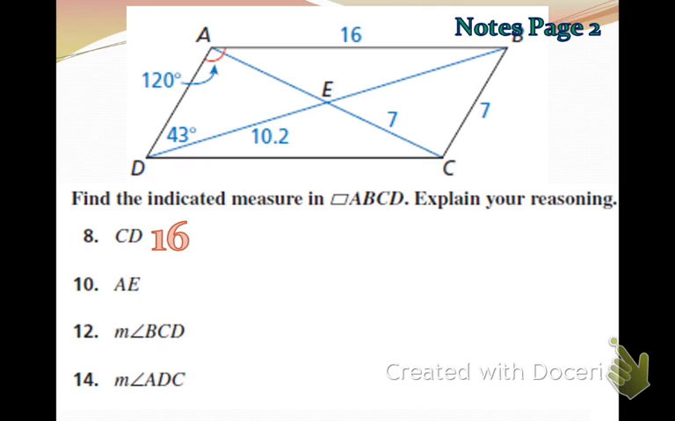AE, is it a side or a diagonal? It's a diagonal. It's part of a diagonal. What do I know about diagonals? They bisect each other. Yeah. They cut each other in half, so that means E is the halfway point. So then what would the length of AE be? 7. Next one we have BCD, which is this entire angle. It will be 120.